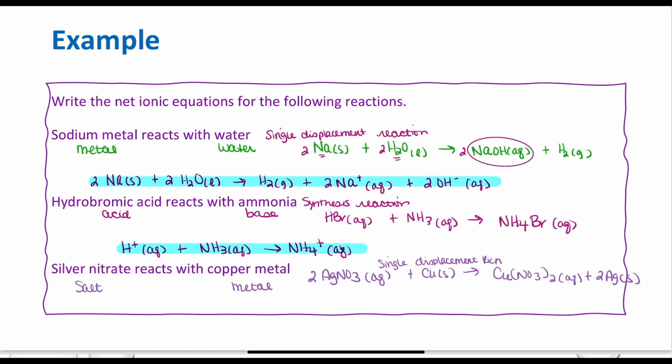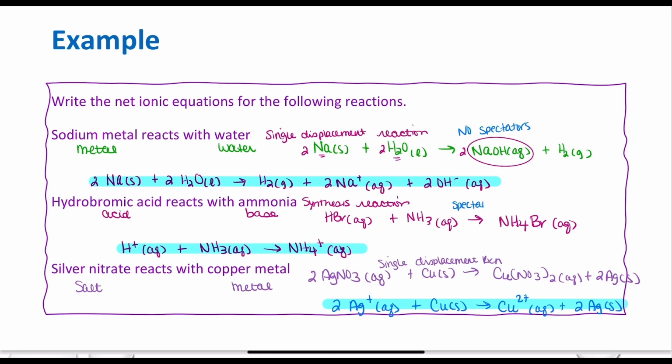One metal has displaced the other. What's my spectator? Or what's my net ionic here? 2 moles of silver ion reacted with 1 mole of copper solid, forming 1 mole of copper ion and 2 moles of silver solid. Notice here, it's your nitrate that is the spectator. So here, no spectators.